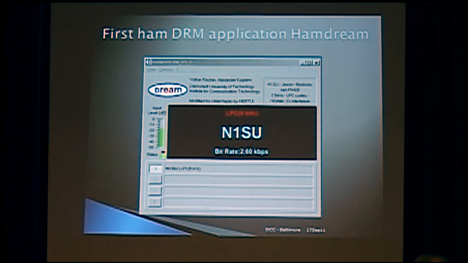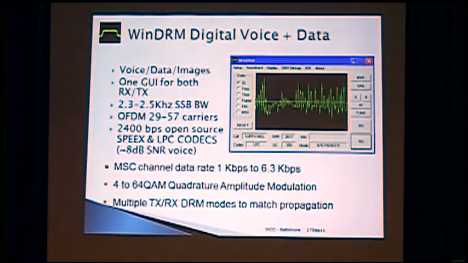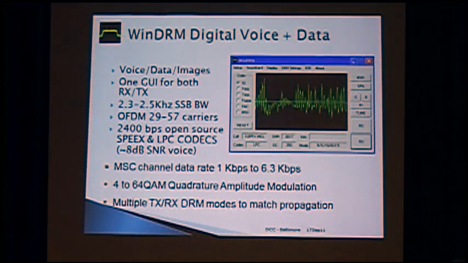But the problem with the program, it wasn't like a full transceiver. You could either transmit or receive. You had to switch back and forth between applications to be able to use it. So as a result of that, about a year or so later, he came up with WinDRM, which has been a fairly popular program.